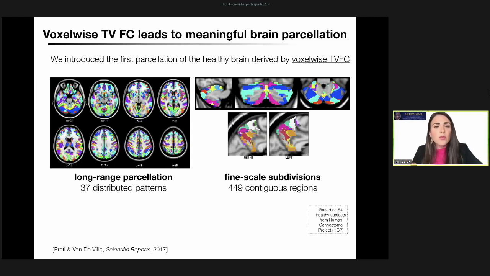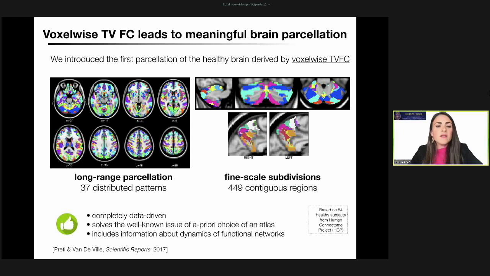So what we did was simply merging together the voxels that showed exactly the same information from the time-varying functional connectivity point of view. And this yielded a long-range parcellation of 37 distributed patterns that could be further subdivided into 449 contiguous regions. This parcellation is completely data-driven. It solves the issue of choosing an a priori parcellation from the beginning, and it includes the information of dynamics of function that, of course, we want to consider.